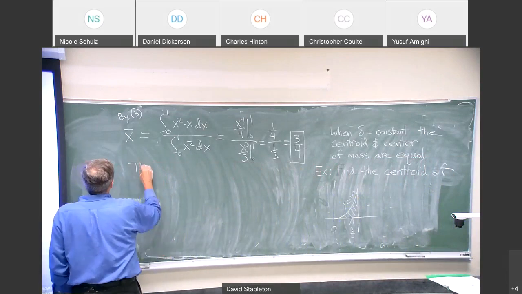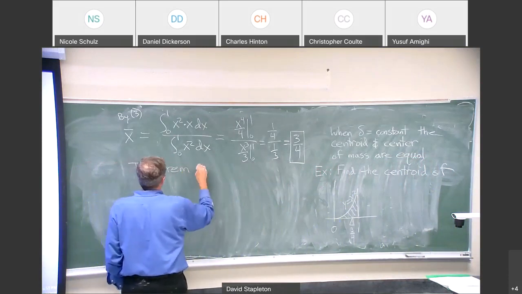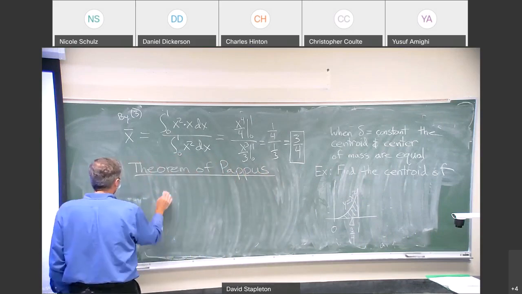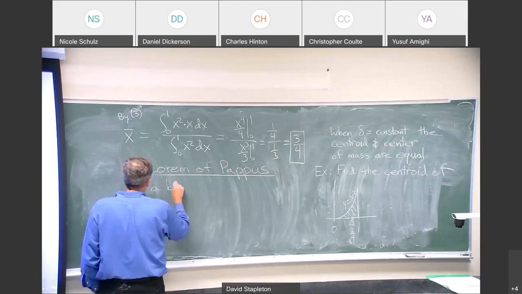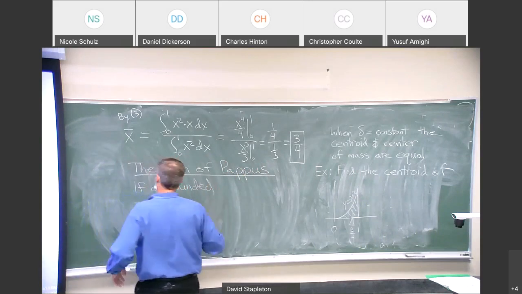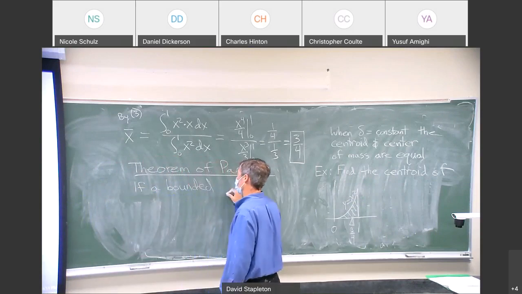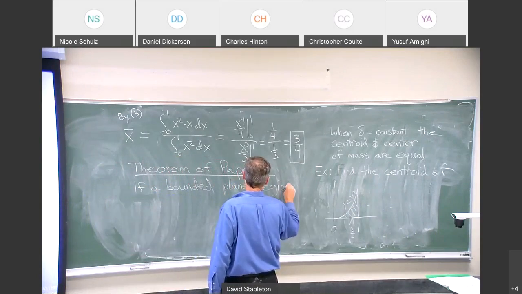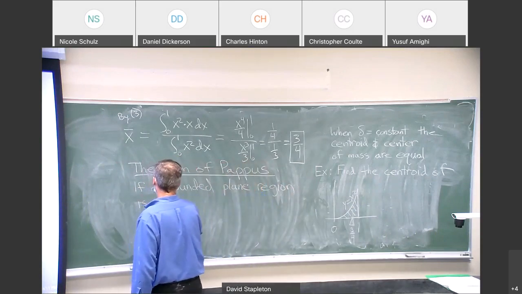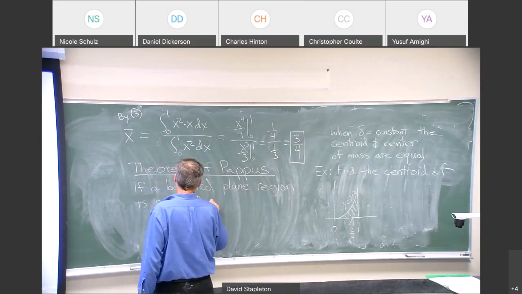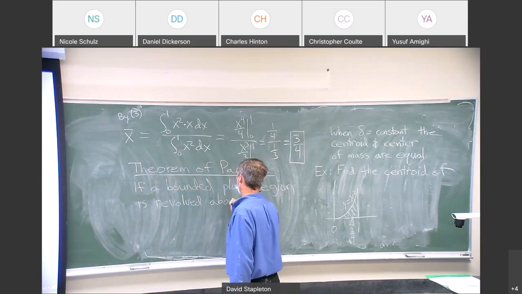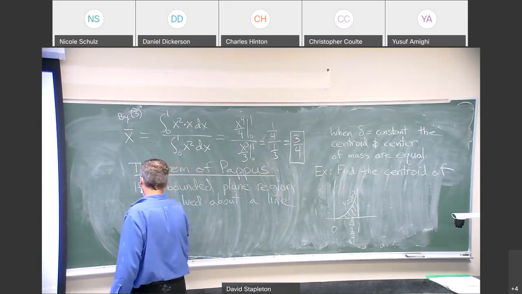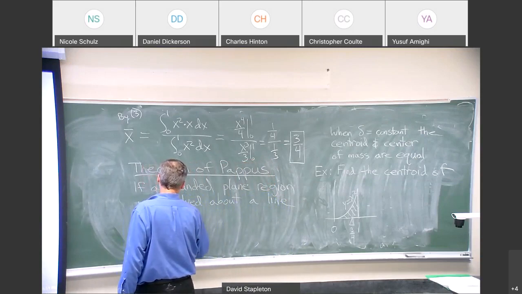Okay, now the theorem of Pappus. This one's more fun, I think. It shows you the significance of the centroid. If a bounded plane region, bounded just means it doesn't go out to infinity anymore, you can fit it inside some circle of some finite radius, right? If a bounded plane region is revolved about a line it doesn't intersect, so it's on one side of the line, is how the book puts it.